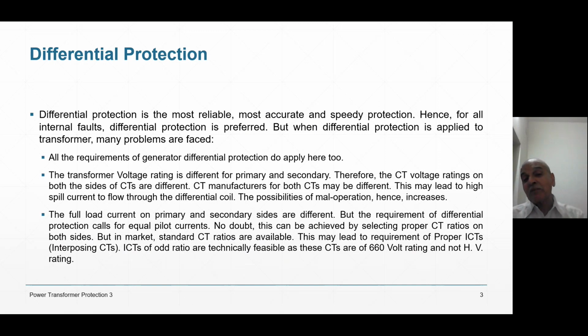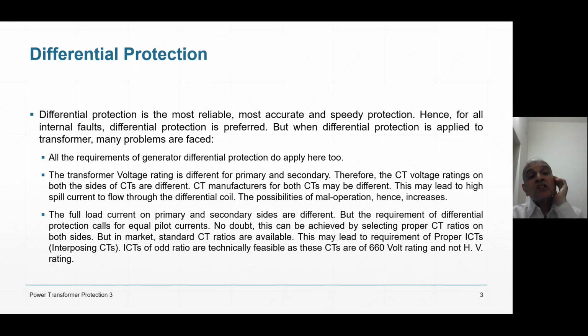Here, the primary side CT and secondary side CT, if you have 11 kV by 132 kV transformer, primary side CT are 11 kV CT, secondary side CT are 132 kV CT. It is quite possible that some manufacturers are manufacturing CTs on low voltage side only, that is 11 kV, 6.6 kV, and some manufacturers are manufacturing on 132 or 220 or 400 or 765. So manufacturers differ, and because manufacturers differ, the possibility of mismatching is more.